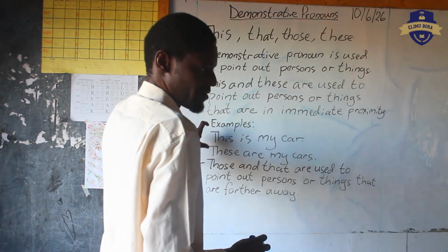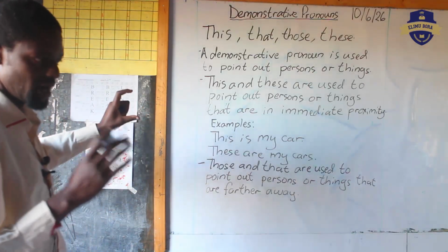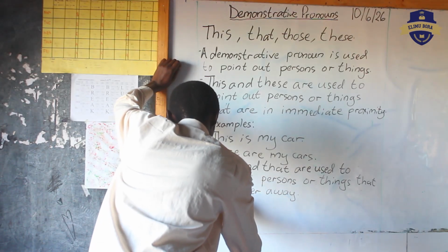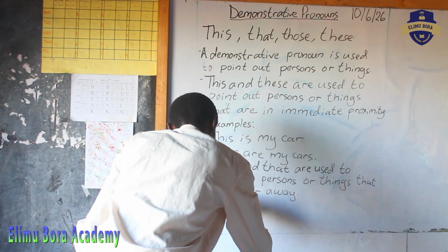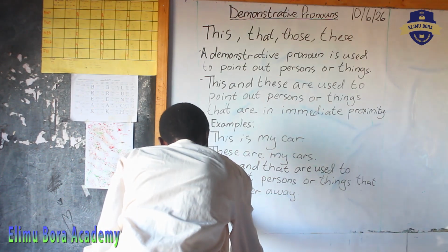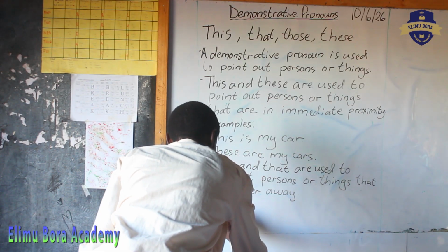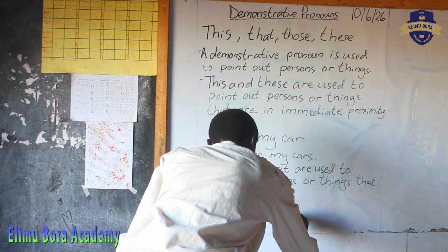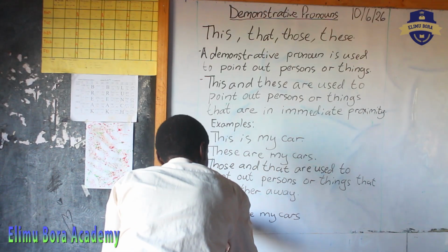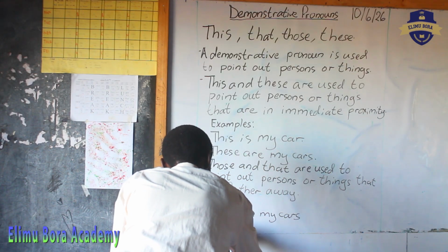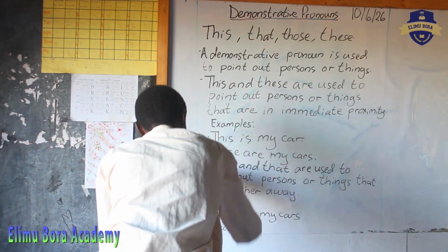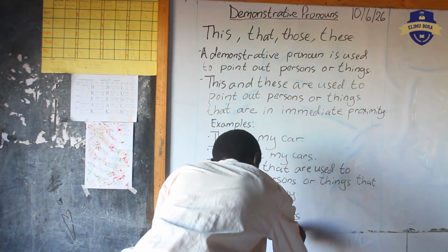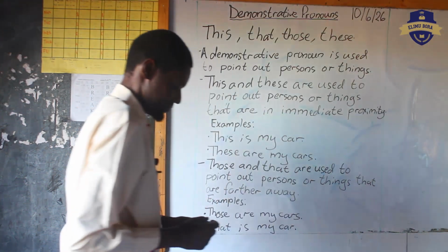So I'll still use the example of cars so that I can relate in a context that is easy to understand. So I'll write here examples. And we have those are my cars. In its singular form, we'll have that. That is my car. Full stop. Okay.